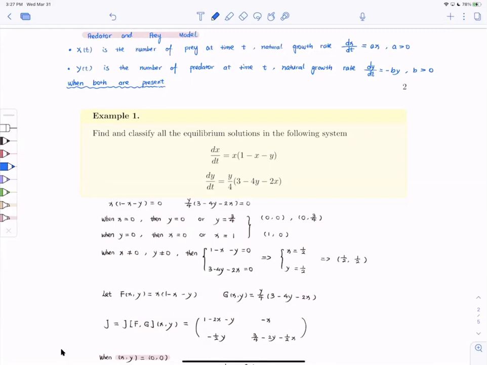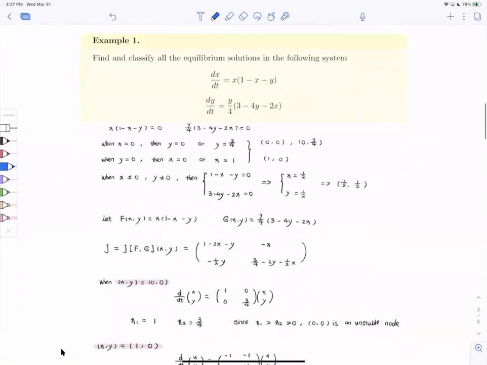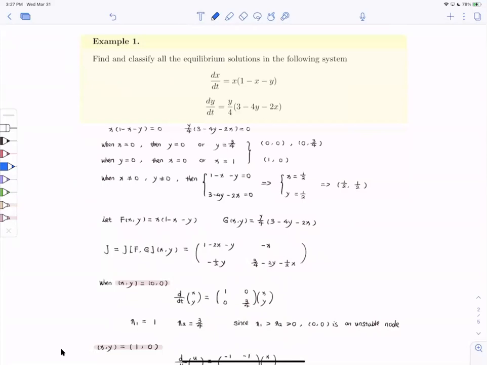Okay, let me take it up and we'll talk about the predator and prey model. For this example, we would first find the equilibrium solution, right? To find the equilibrium solution, we know that we need to let dx over dt equal 0 and we need to let dy over dt equal 0, right?